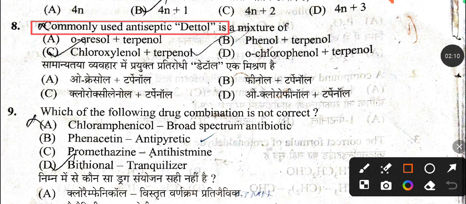Which of the following drug combination is not correct? So chloramphenicol, it is a broad spectrum antibiotic. Phenacetin, it is used as antipyretic as well as analgesic. Promethazine, it is antihistamine and used against the allergic reaction. Biothionyl, it is not a tranquilizer. Okay, it is antiseptic.